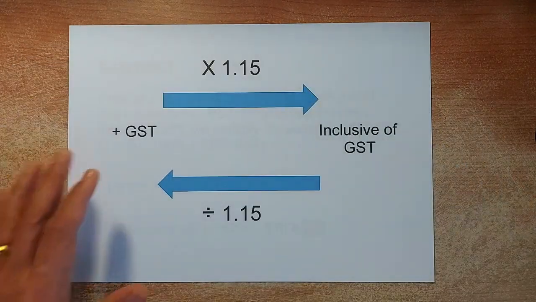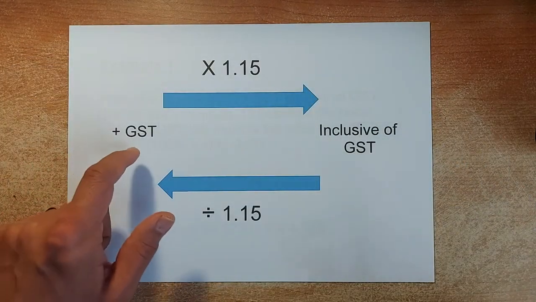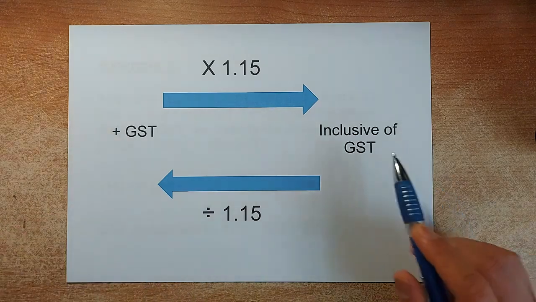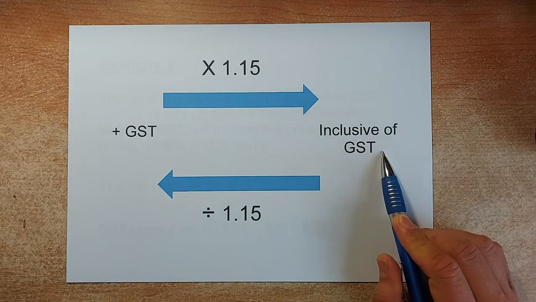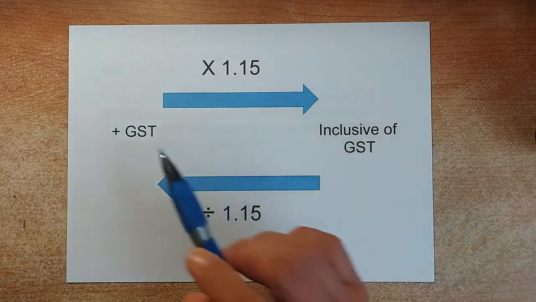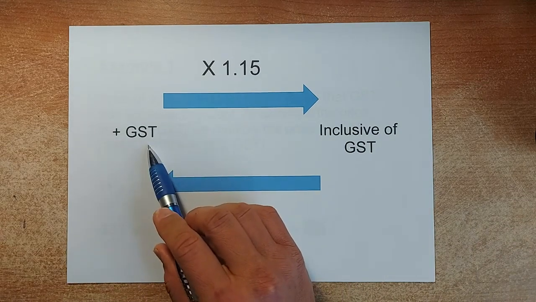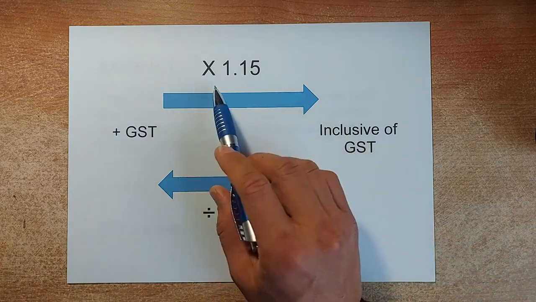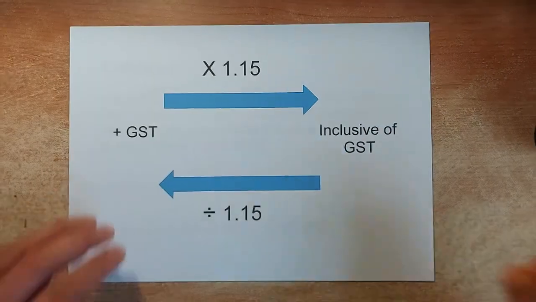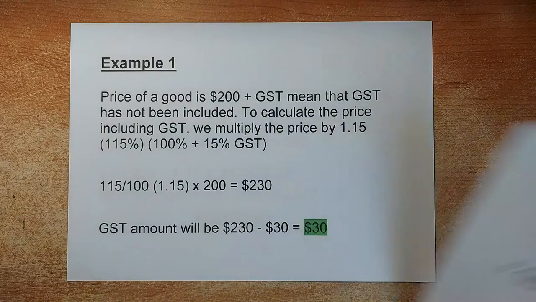On the left side is plus GST, meaning GST has not been included, and on the right side is inclusive of GST. Suppose I want to calculate a price plus GST, meaning it has not been included. If I want to include it, I need to multiply by 1.15. So let's look at an example.